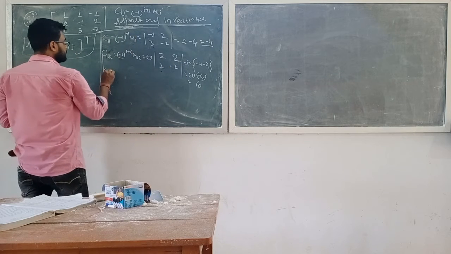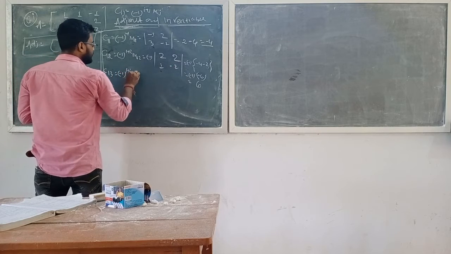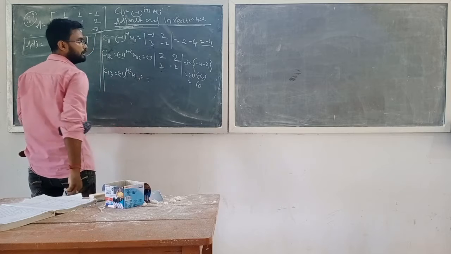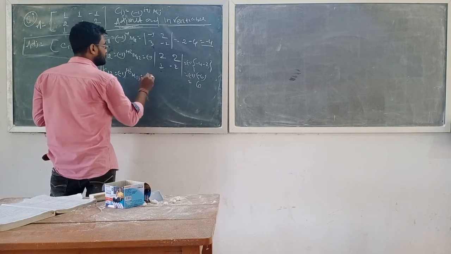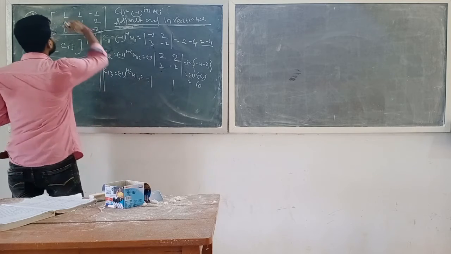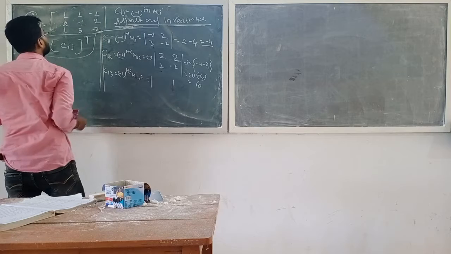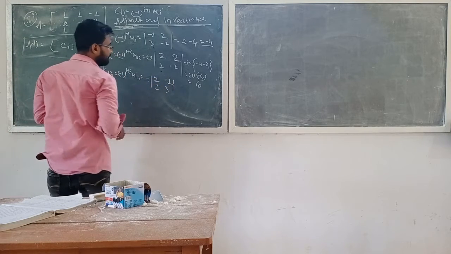Similarly, C13 is minus 1 to the power 1 plus 3 into M13. So 1 plus 3 is 4, and minus 1 to the power 4 is 1. Deleting for M13 means we delete the first row and third column; the remaining elements are 2, minus 1, 1, 3.